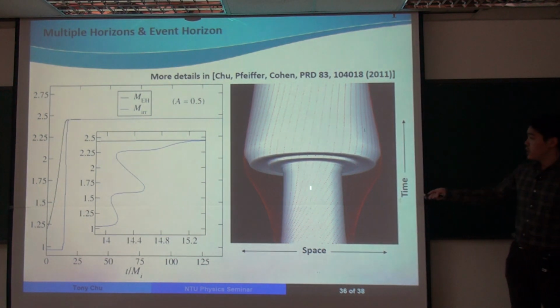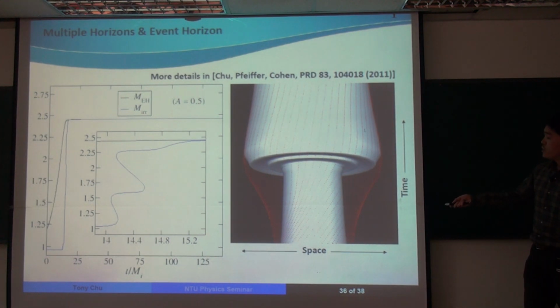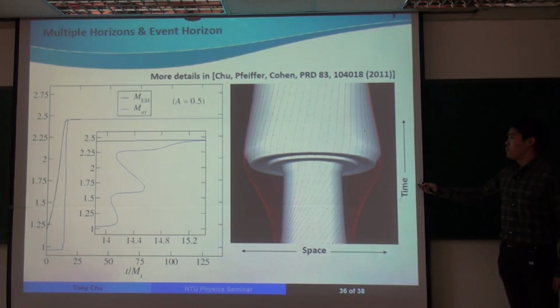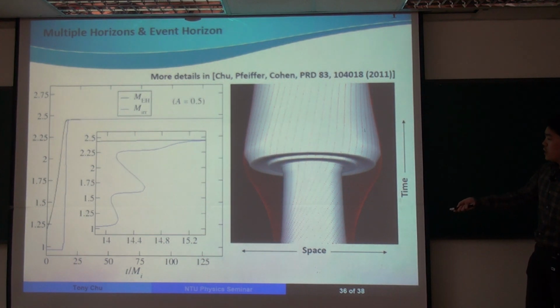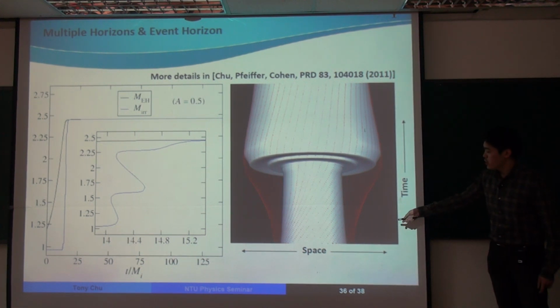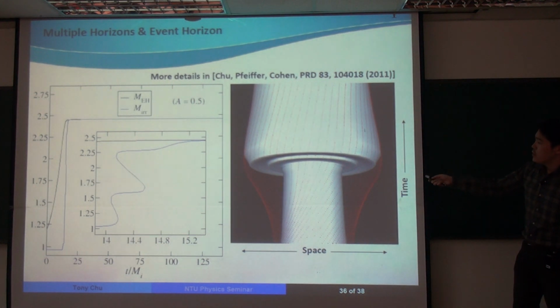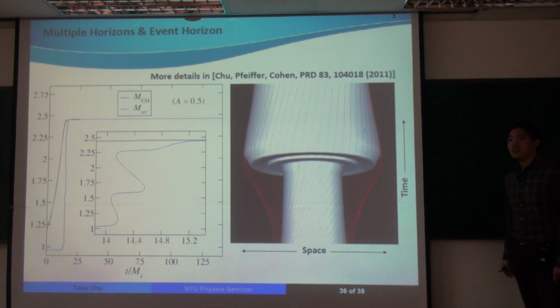And this is just a space-time diagram of that situation, where this silver or gray surface represents how all the marginally outer trapped surfaces form a world tube that goes forwards and then backwards and then forwards in time. And here are some red dotted curves, and these are the null generators of the event horizon, the light rays that define the event horizon.